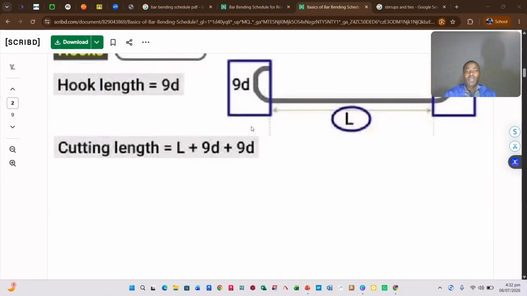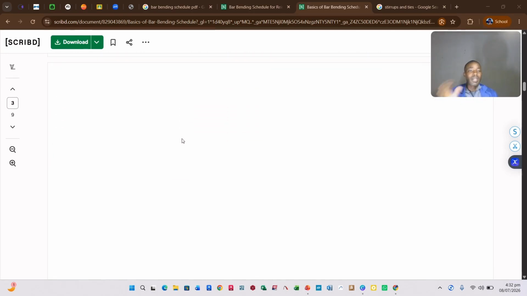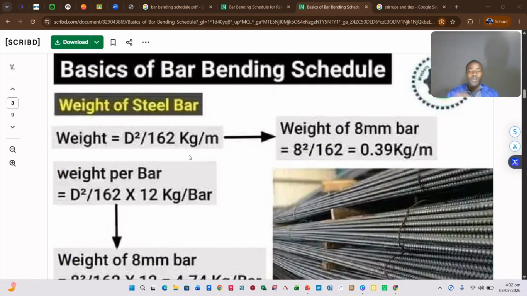As we move on, how do we deduce the cutting length for our hooks? The standard is that the length of the hook is 9D. D refers to the diameter of the bar you're dealing with. So if our bar is T16 or Y16, you multiply 9 times 16, plus the total length here. Since you have two hooks, it will be 9D plus 9D plus this particular length. Then you have the total length of your rebar. So hook length is given by 9D, 9 times diameter. That is how we deduce the length of our hook.